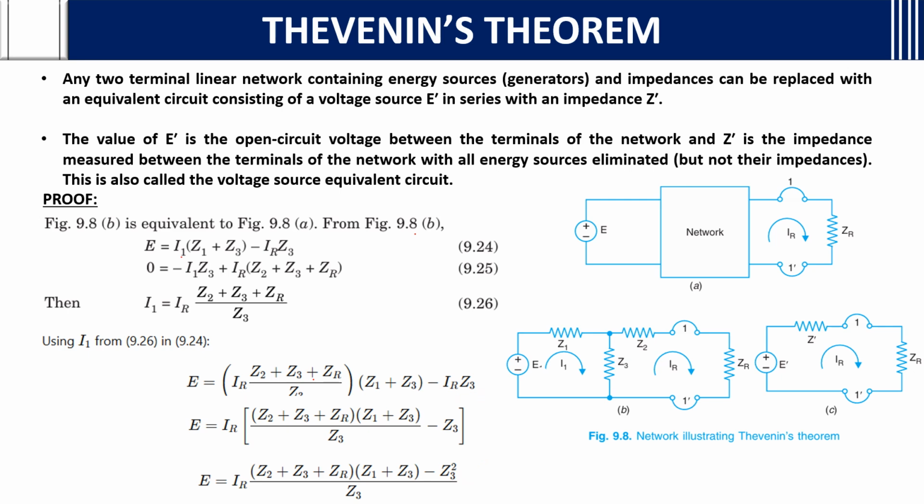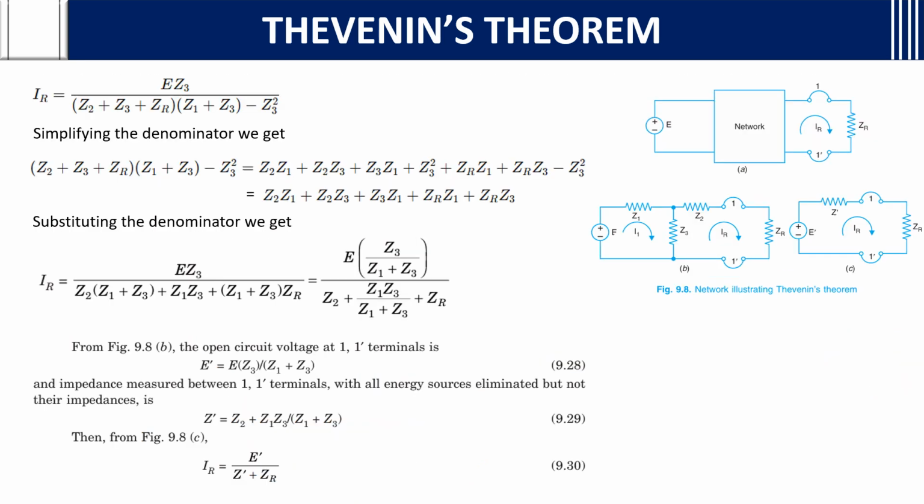After this, what we need to do is, this equation we already got in the previous slide: IR equals E Z3 by Z2 plus Z3 plus ZR into Z1 plus Z3, minus Z3 square. After this, we simplify this denominator, so that it should not be hectic. So I did the denominator separately.